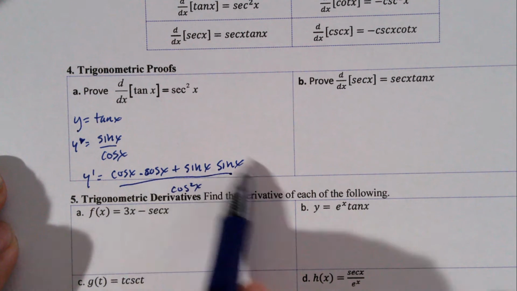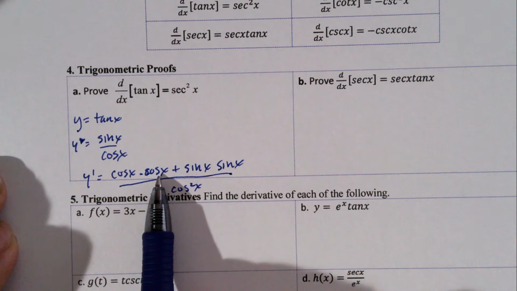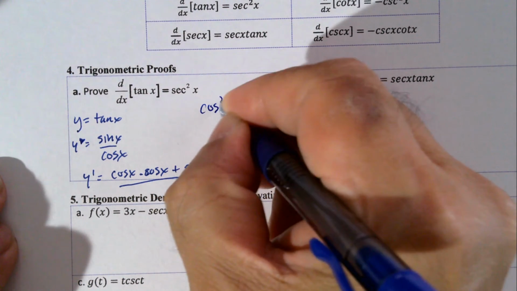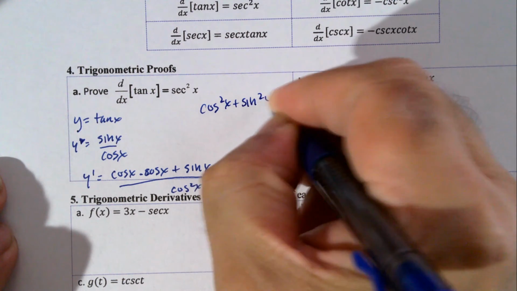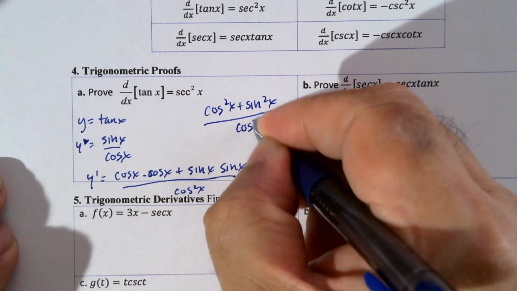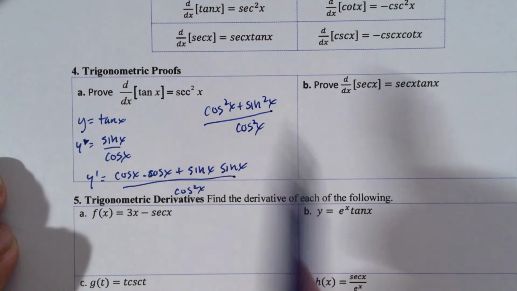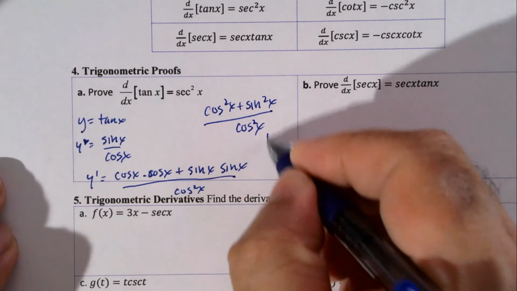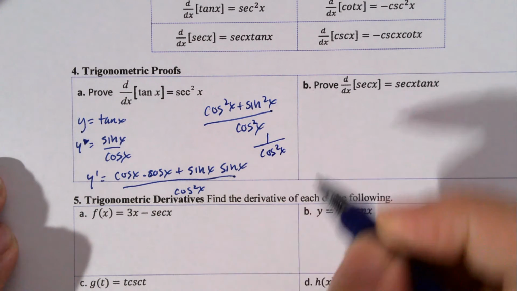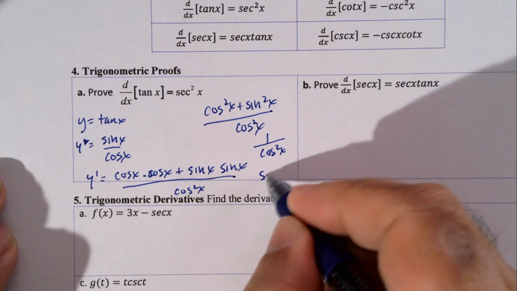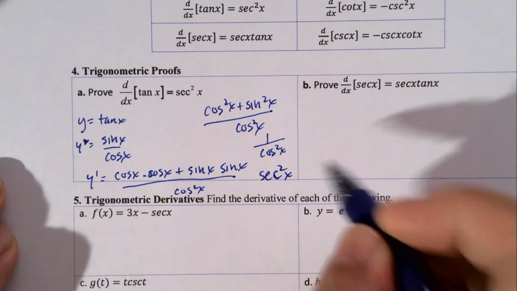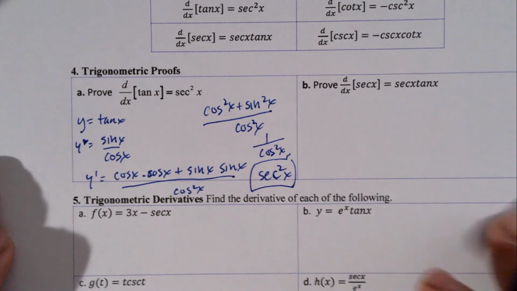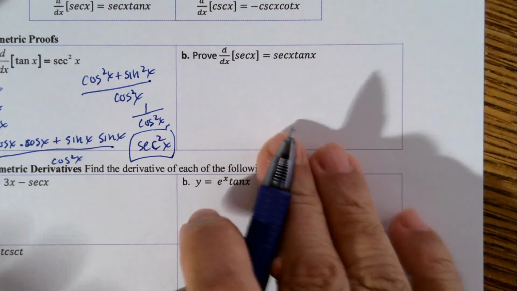Now, rewrite this expression. This is cosine x times cosine x plus sine x times sine x. So right up here, it's cosine squared x plus sine squared x over cosine squared x. Remember your trig identities, that's equal to 1. So that's 1 over cosine squared x. And 1 over cosine squared x is simply secant squared x. There's our derivative.